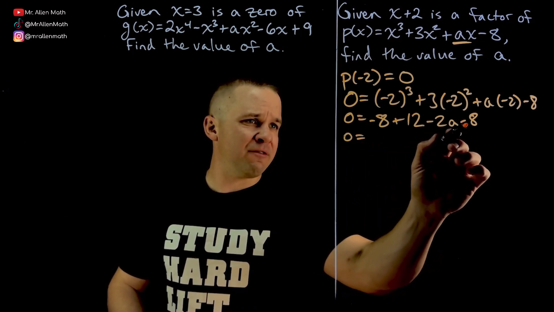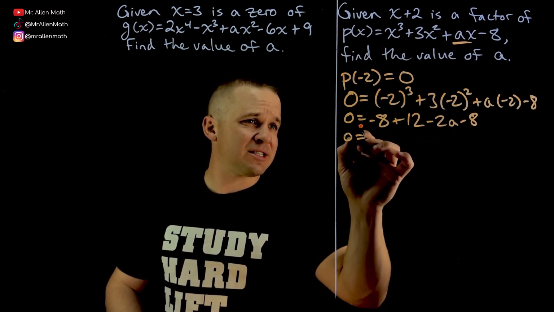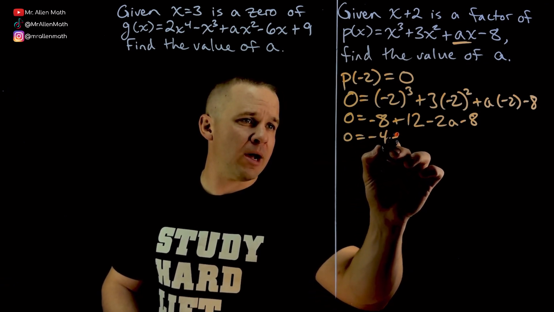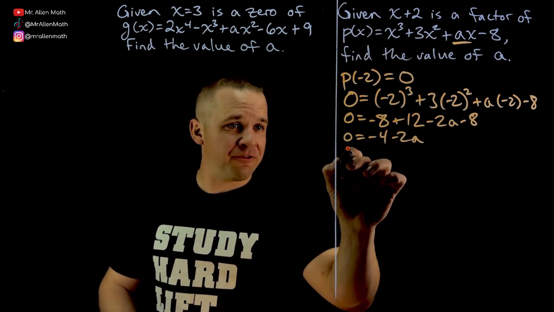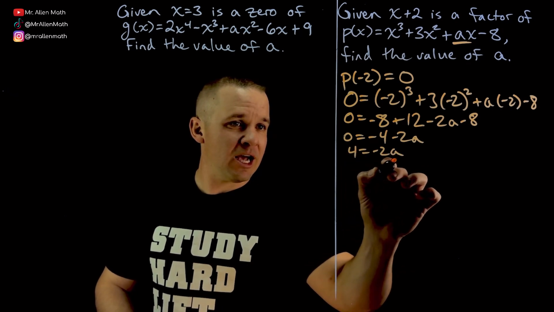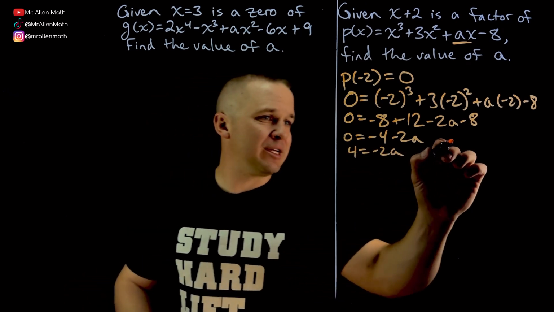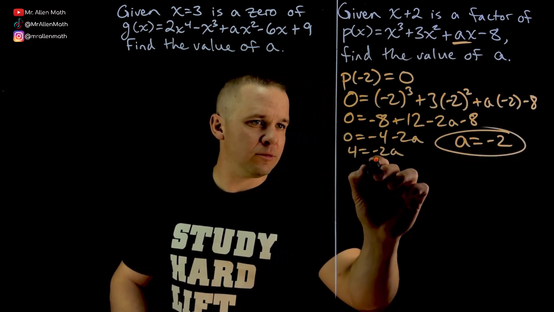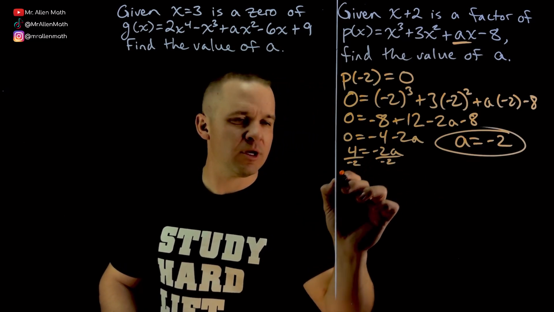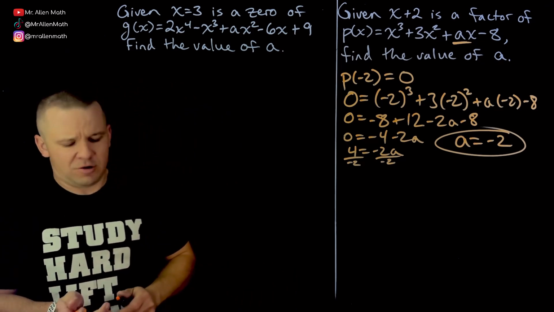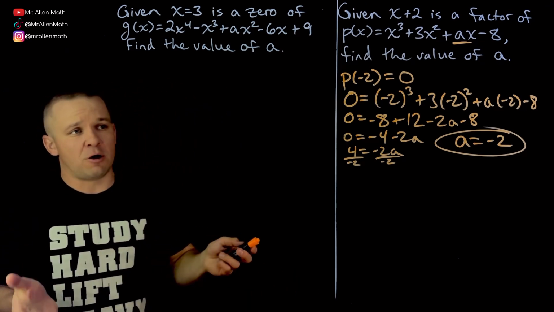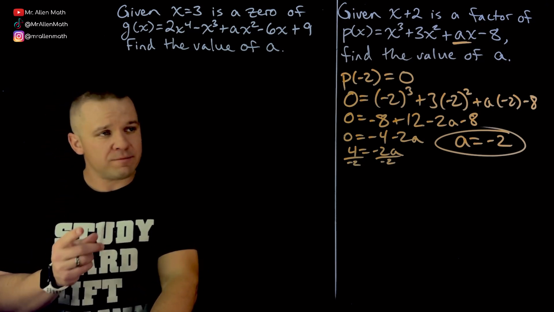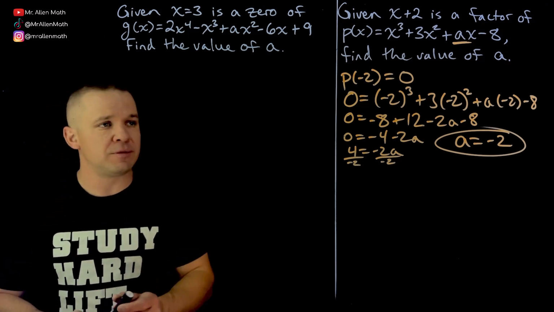Let's combine all my like terms. I have negative 8. Negative 8, that's negative 16, plus 12 is negative 4 minus 2a. So let's add the 4 and divide by negative 2. So I would get a equals negative 2. Boom. Divide by negative 2. There we go. Show all my work. All right. Cool. So a equals negative 2. That's all I was asked for. Lovely. Okay. But I did say there's another way, and you could do so with synthetic division.